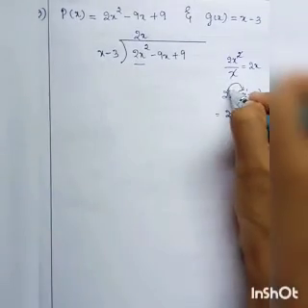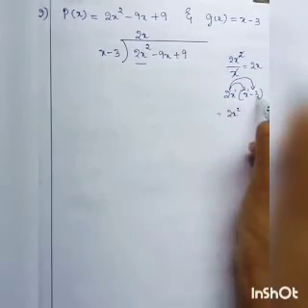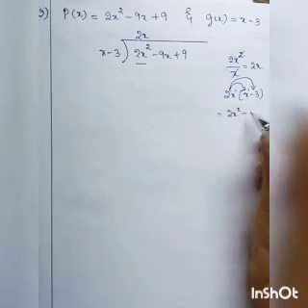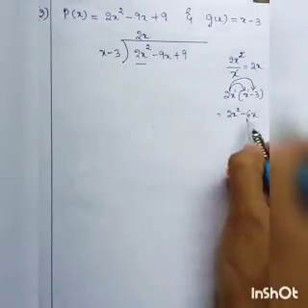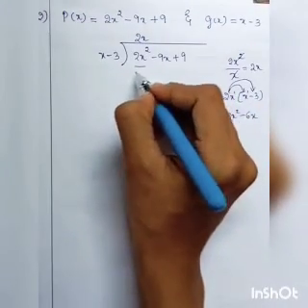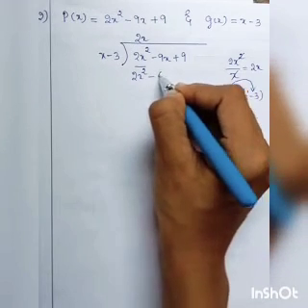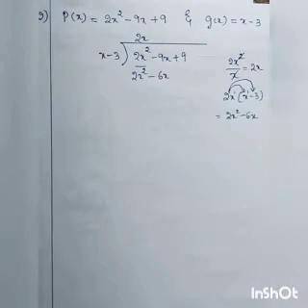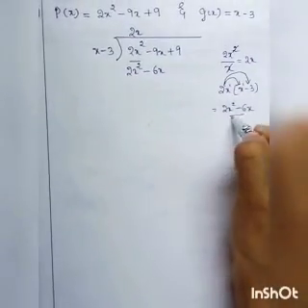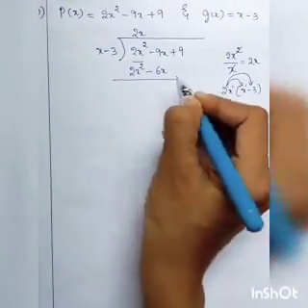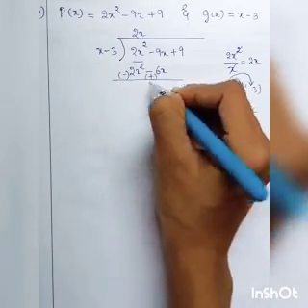In the same way, first term into second term. So 2x into 3 is plus into minus, minus. 2x into 3 is 6x. And this term we have to write under the dividend. That is 2x square minus 6x. So after that what we have to do next step? Next step is we have to change the sign. So plus becomes minus. Minus 6x becomes plus 6x.